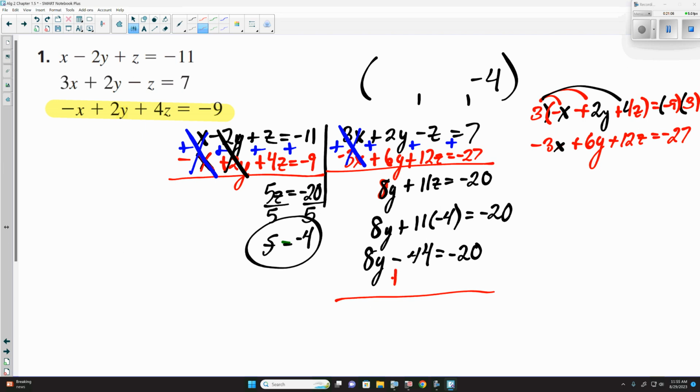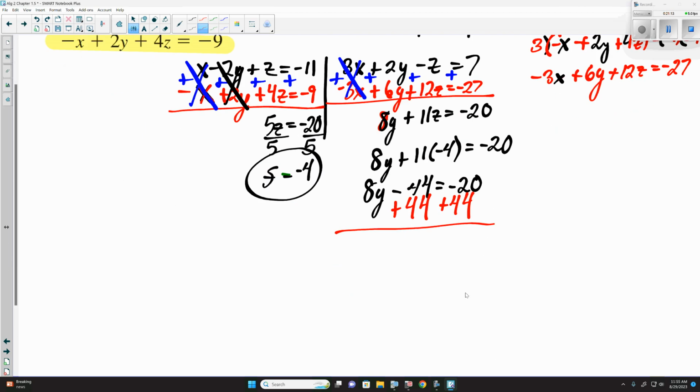At this point here, we can add 44 to both sides, telling us that 8y is equal to 24. Because negative 20 plus 44 is going to be 24. And last but not least, we would divide by 8. So y is 3.